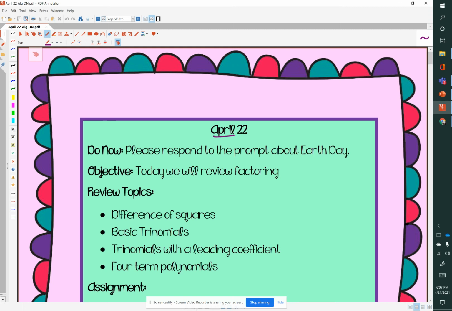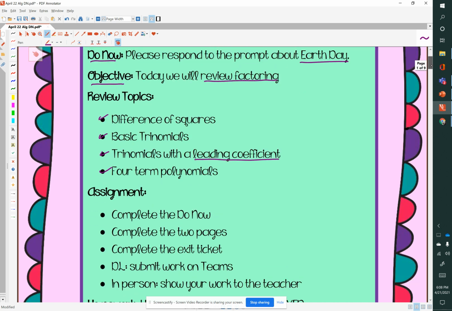Hello, students, and happy Earth Day, which brings us to our prompt, which is about Earth Day. Our objective in math is to review factoring, and our review topics include a difference of squares, the basic trinomials, the trinomials with the leading coefficient, and the four-term polynomials we've just covered.